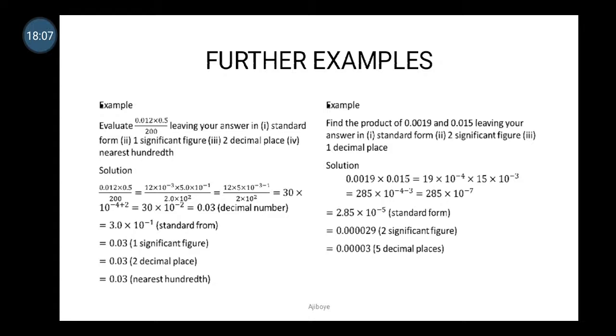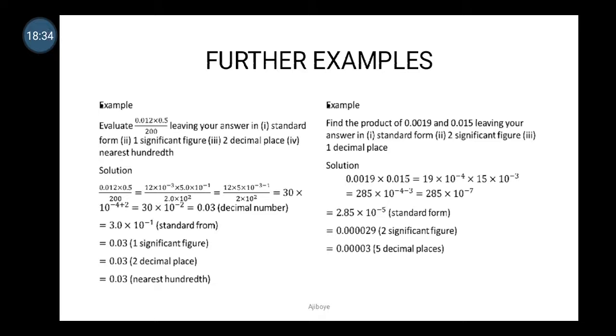In standard form, the decimal point is after 285, after the 5. So I move the decimal point 2 steps to come between 2 and 8. And that becomes 2.85. Because I moved it 2 steps, I will add the 2 steps to the minus 7. So minus 7 plus 2 becomes minus 5. So 2.85 times 10 raised to the power minus 5 will be in standard form.